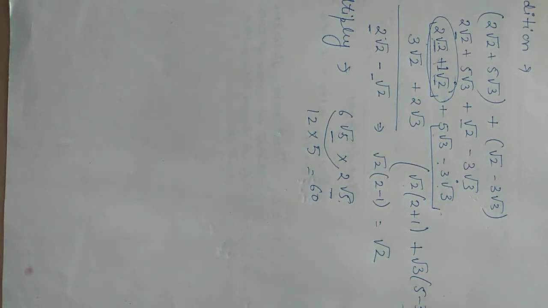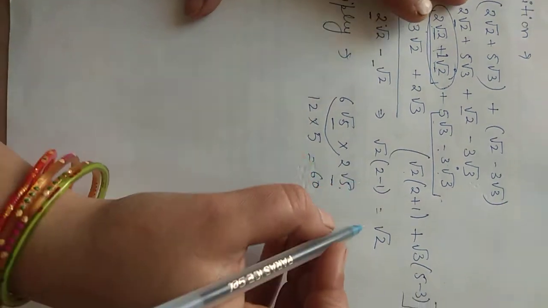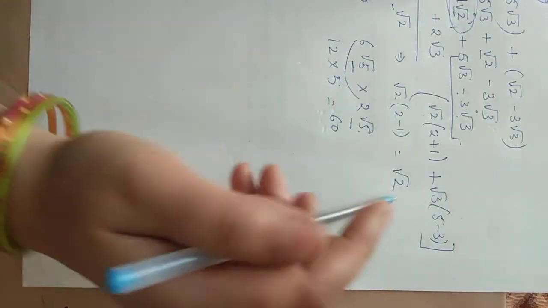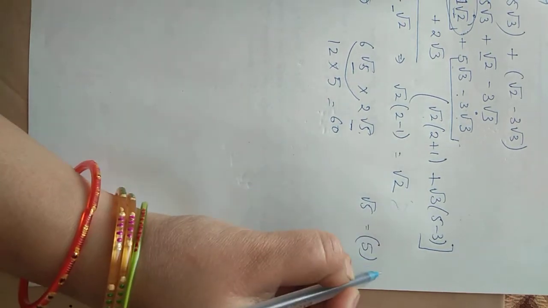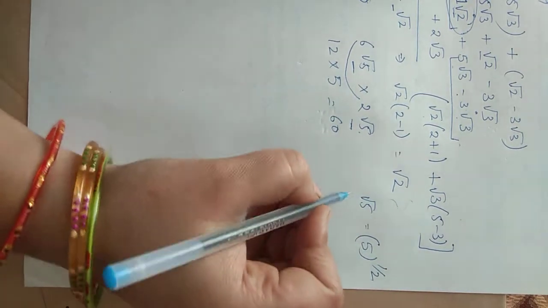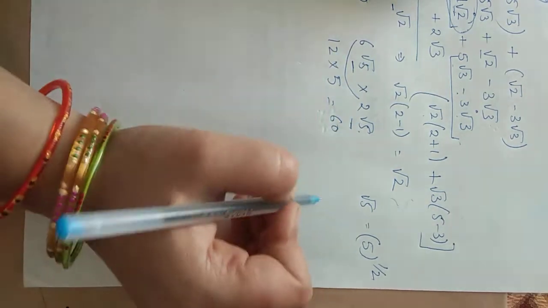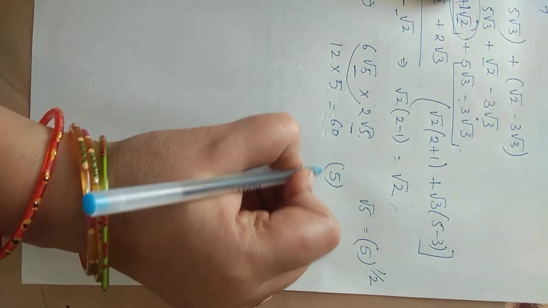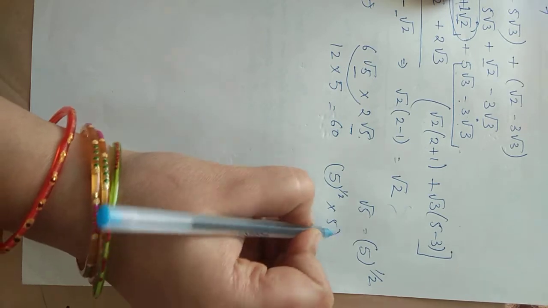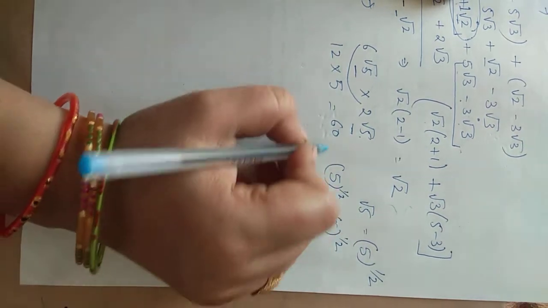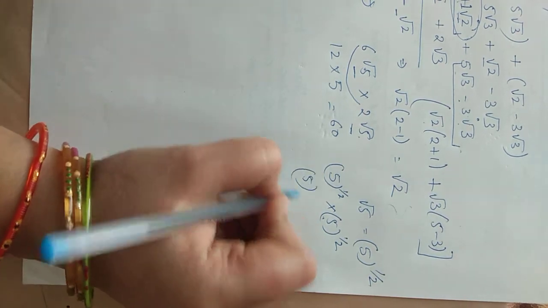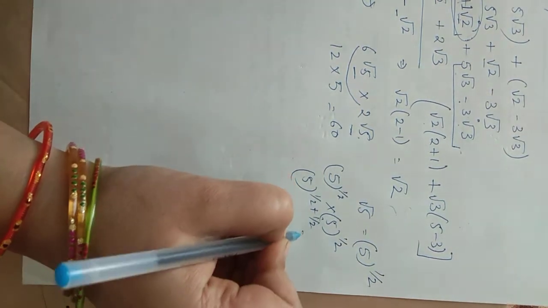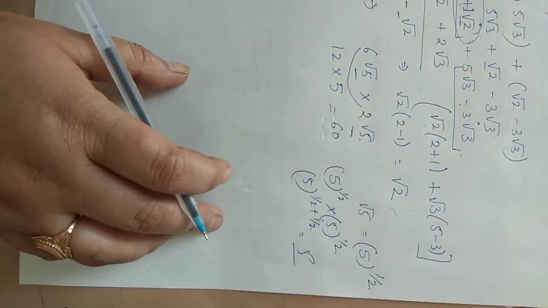Now there is a question: why does root 5 multiplied by root 5 give 5? Just see, what is the meaning of root? When you have root 5, it means 5 to the power half. Again, when you multiply root 5 by root 5, you are multiplying 5 to the power half by 5 to the power half. And in multiplication, you know that powers are added. So it will be 5 to the power half plus half, that is 5 to the power 1, which is 5. I am only explaining it to you.